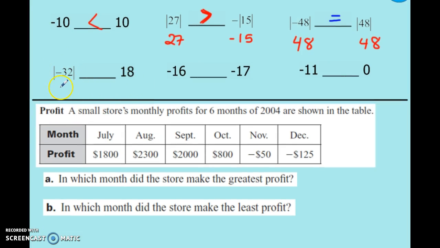Down here, negative 32 goes in the shower dirty, comes out clean. 18 you can't do anything with, so which is greater? Well, 32, so opening towards the 32.